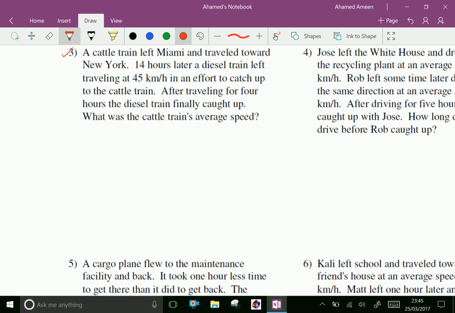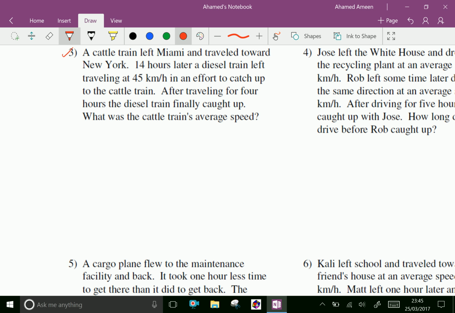A cattle train left Miami and traveled towards New York. 14 hours later, a diesel train left traveling 45 km per hour in an effort to catch up the cattle train. After traveling for 4 hours, the diesel train finally caught up. What was the cattle train's average speed?